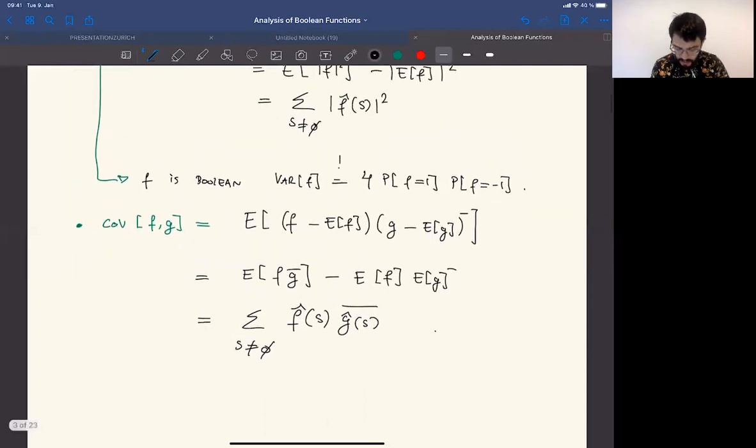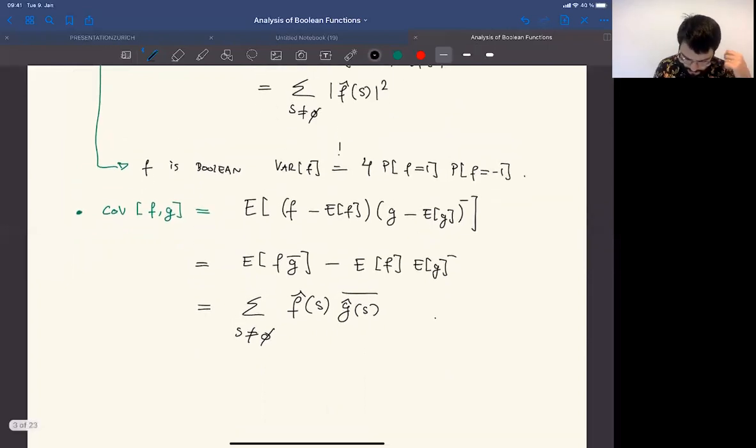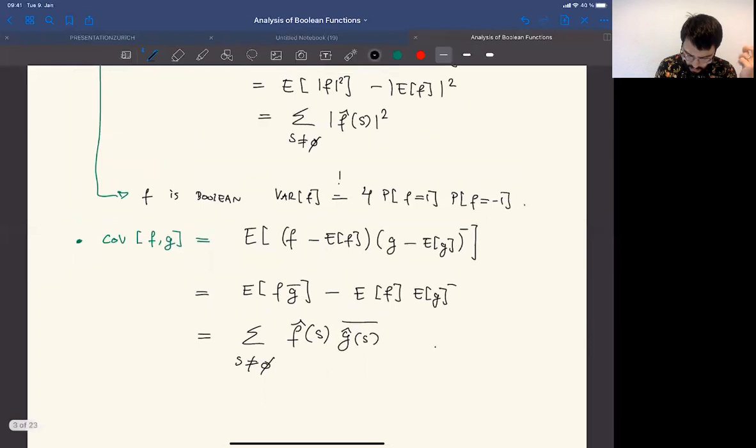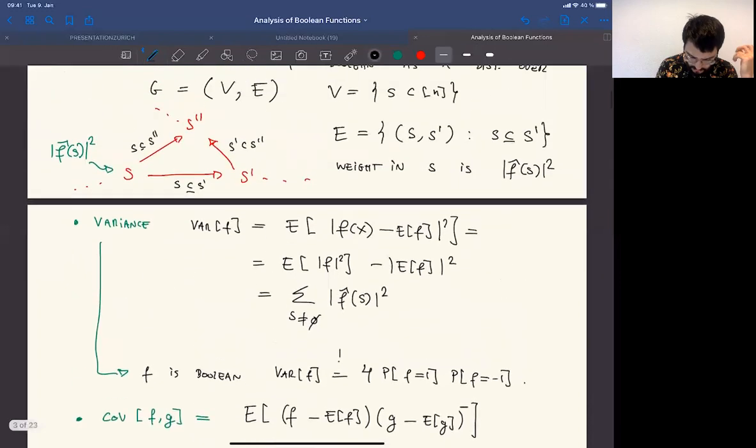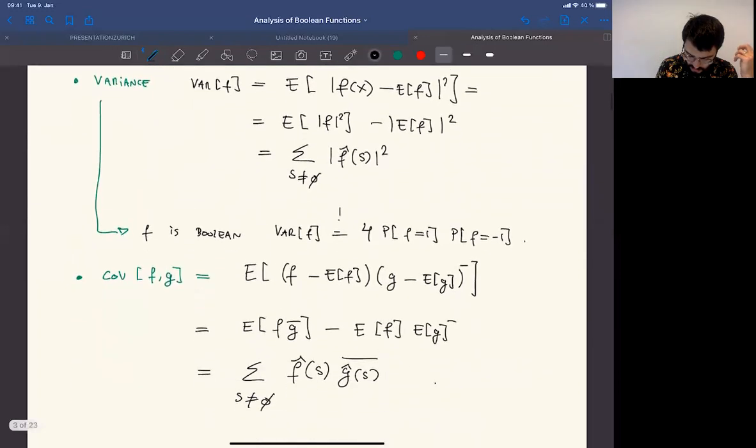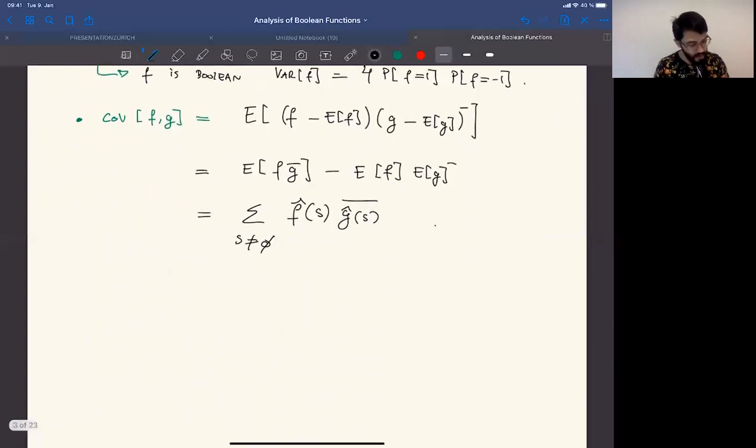So there are these probabilistic notions, and there was one more thing that I would like to define: variance, covariance, inner product, norms. Okay, so far so good. Let me see what else.